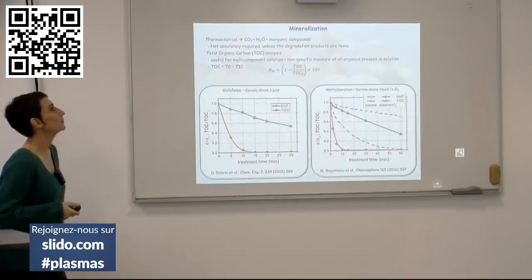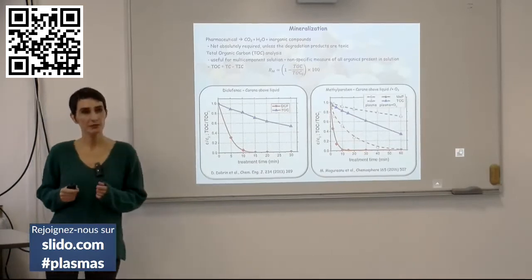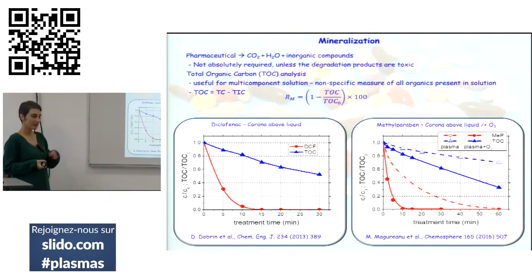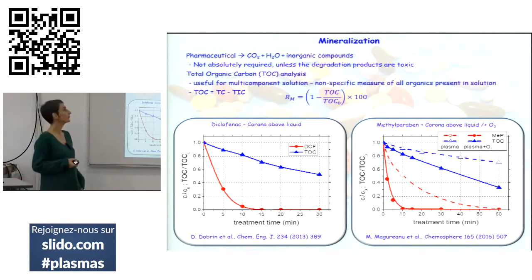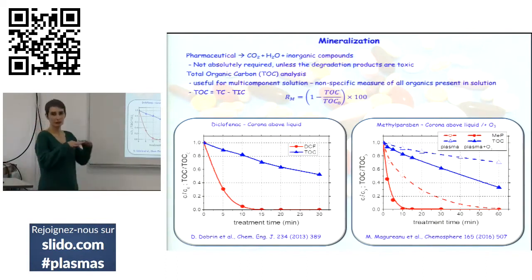A few words about the mineralization. So mineralization means the complete elimination of the organic compounds to produce carbon dioxide and water, and eventually some inorganic compounds. We can determine this by total organic carbon analysis. This is very useful, especially for multi-component solutions, because it's a non-specific measure of all the organic compounds in a sample.